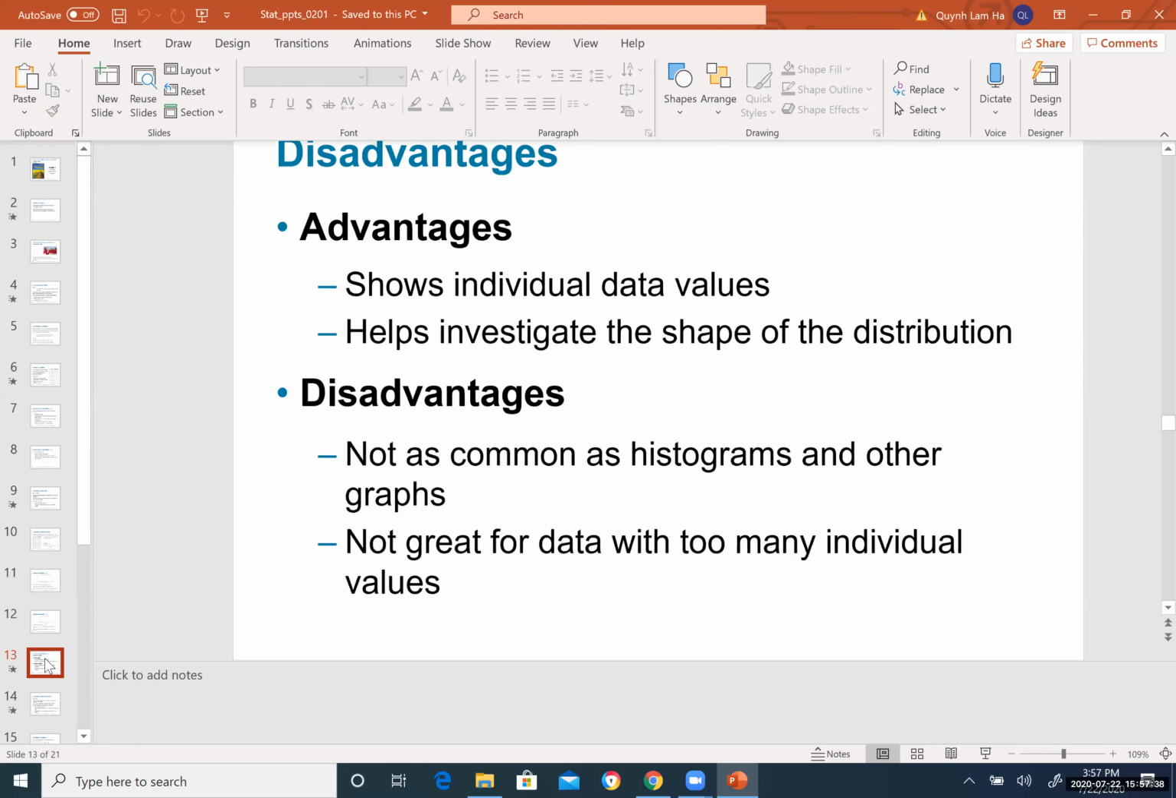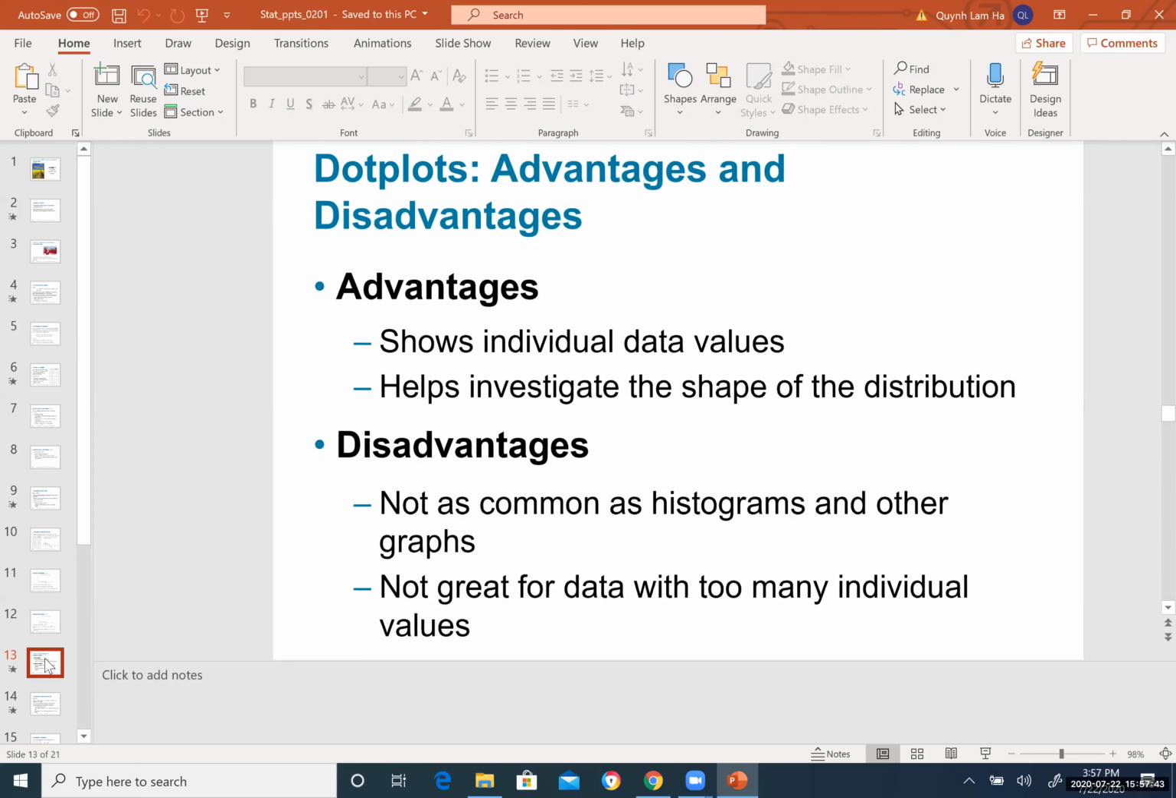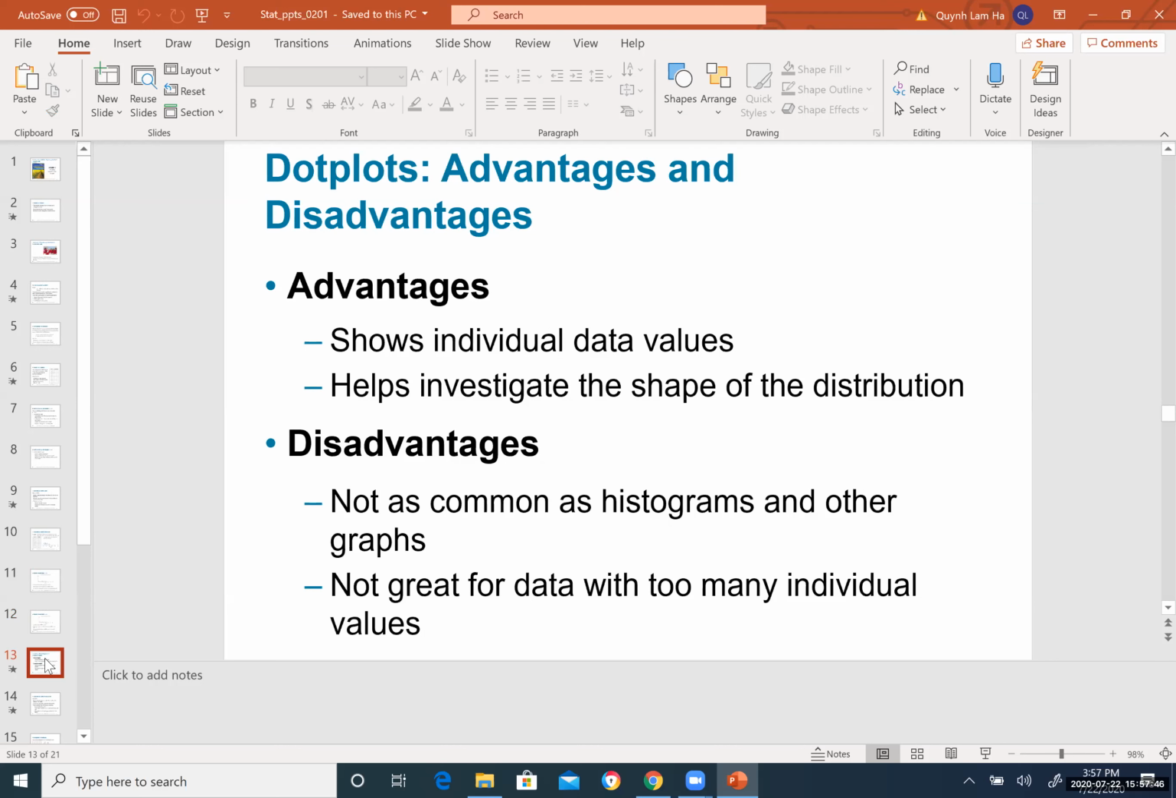The advantages and disadvantages of dot plots. Here is for you to know what the advantage and disadvantage are. The advantage is that they show individual data values and help investigate the shape of the distribution. I think all other graphs help investigate the shape of the distribution too. As for this advantage, it's not common. Not a lot of people use dot plots compared to histograms. A lot of stat people in industry use histograms more.